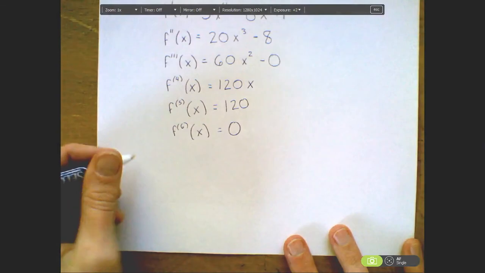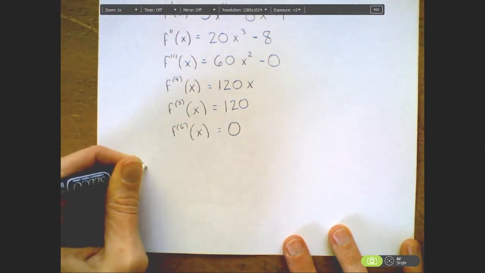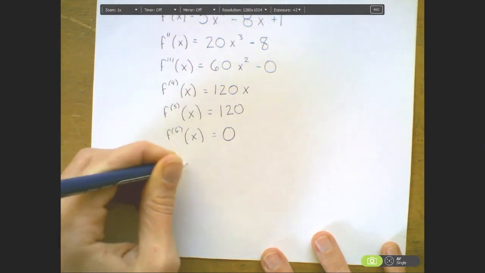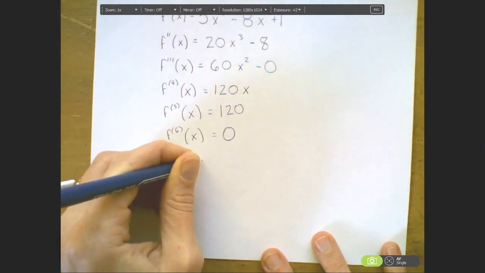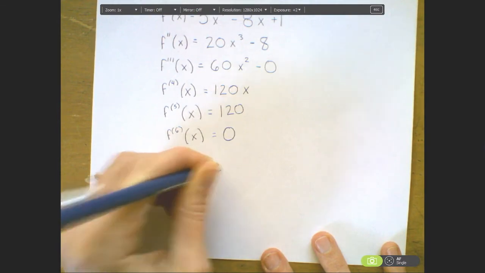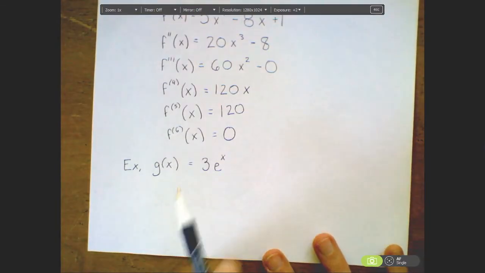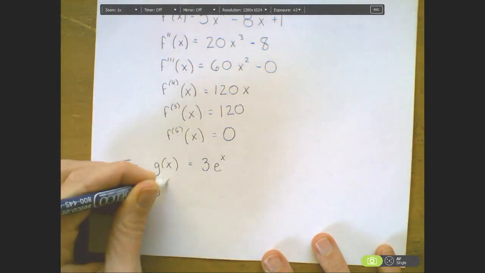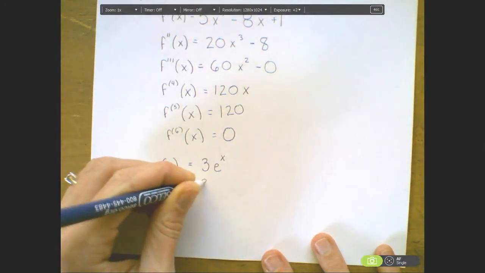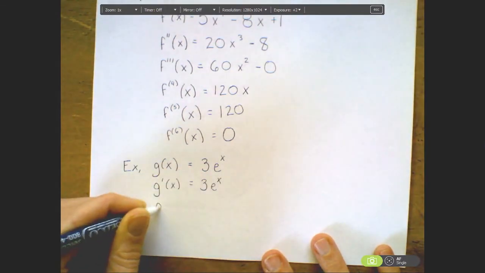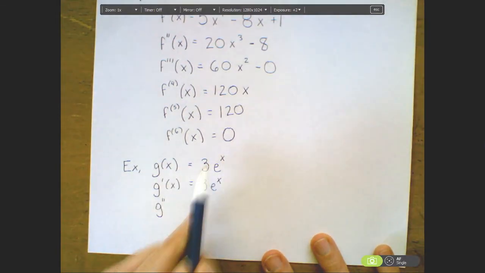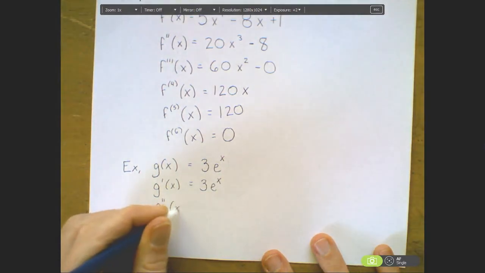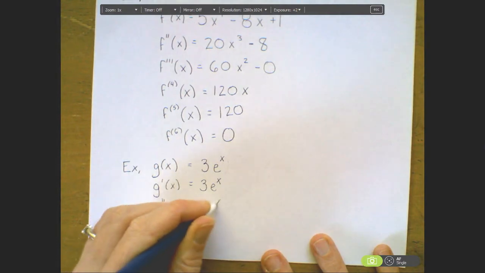It's not always the case that successive derivatives will make your function go to 0. So, for example, if I have the function g of x is equal to maybe 3e to the x, recall that the derivative of e to the x is e to the x, and so this is an example of a function that as I take successive derivatives, this function actually doesn't even change. The first derivative, the constant goes along for the ride, and the derivative of e to the x is e to the x. The second derivative is also 3e to the x, and the third derivative is also 3e to the x.